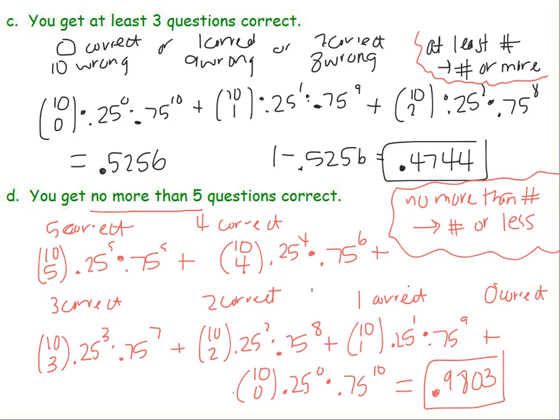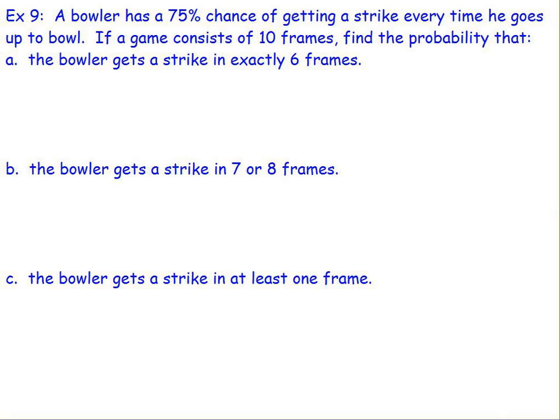So we have one more set of examples left that we are going to look at. A bowler has a 75% chance of getting a strike every time he goes up to bowl. If a game consists of 10 frames, find the probability that. So what all do we know? We know the number of frames is 10, so that's n. He gets a strike 75% of the time, so that's 0.75. And we're just going to call everything else a miss. He misses the rest of the time, well, that's 25%.